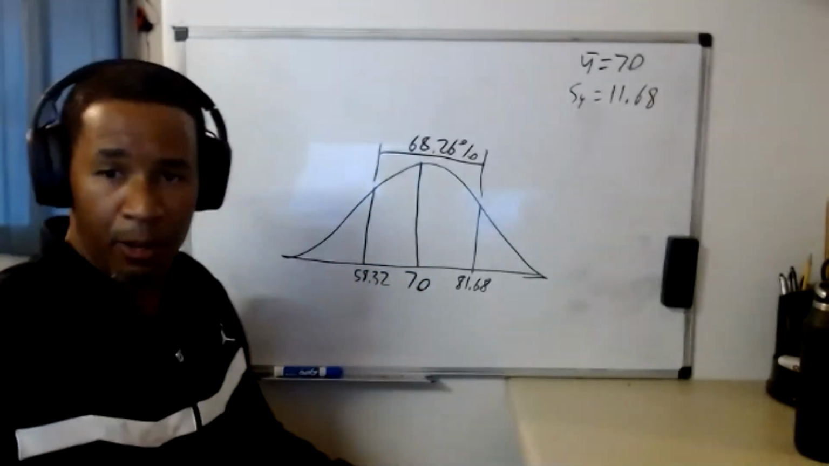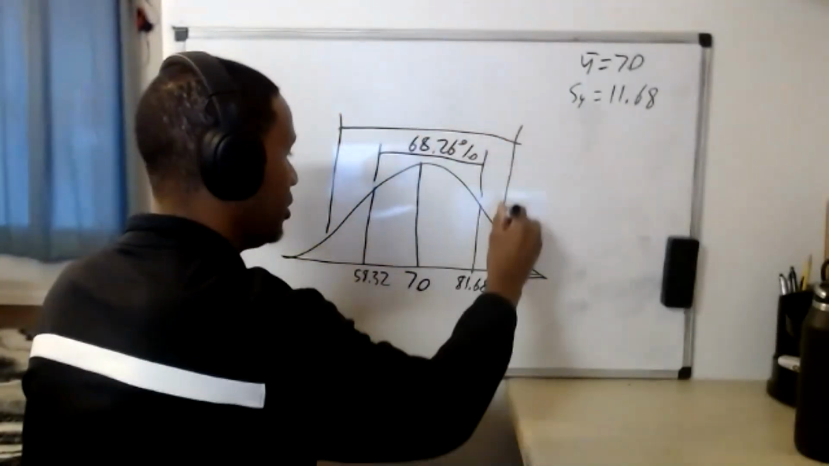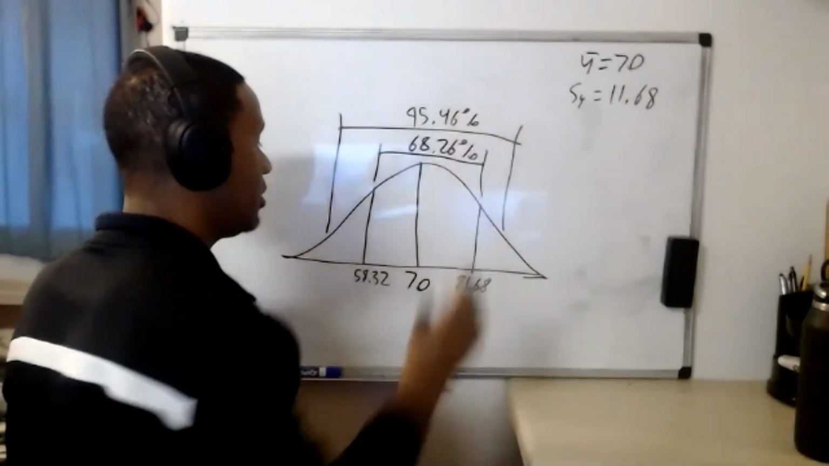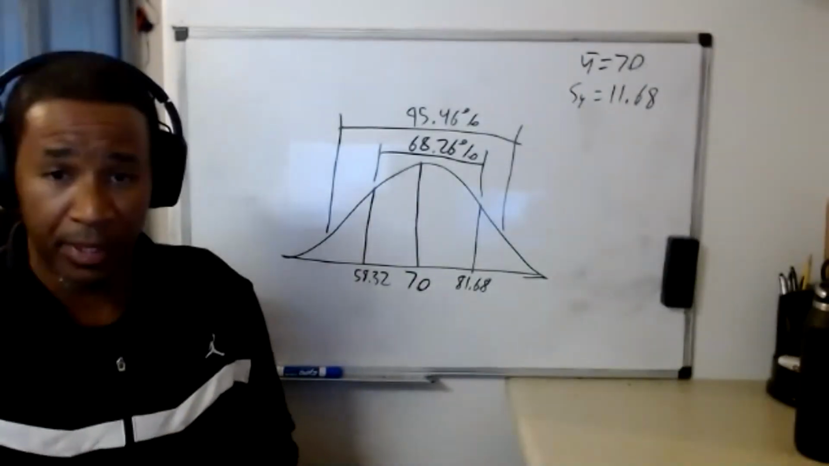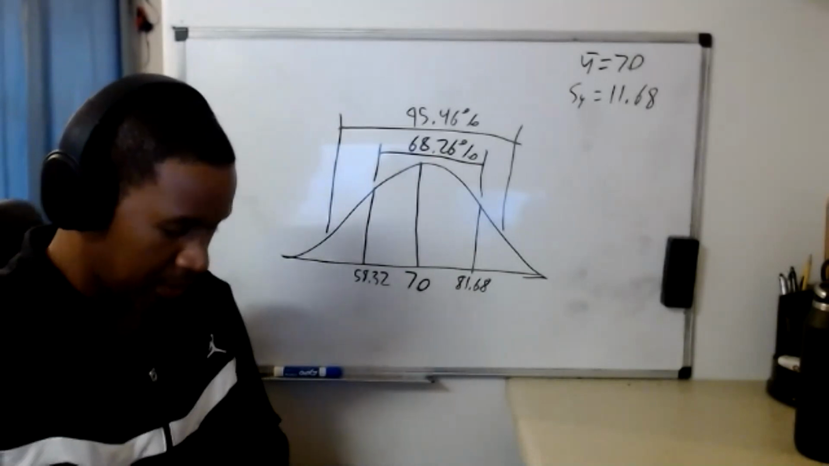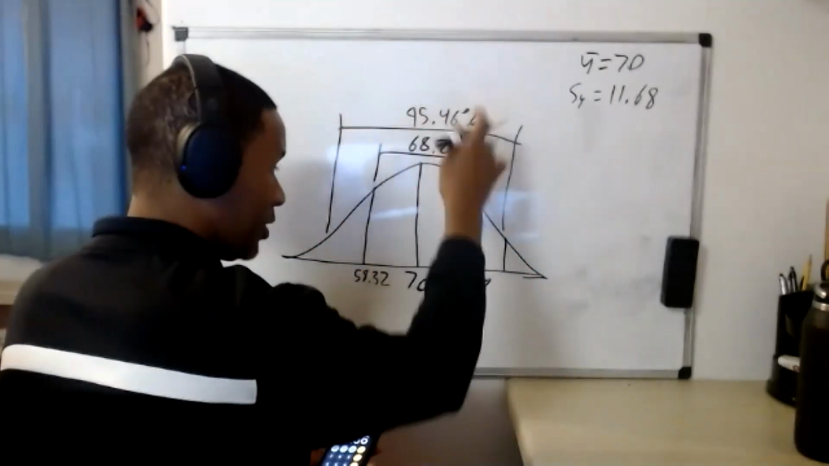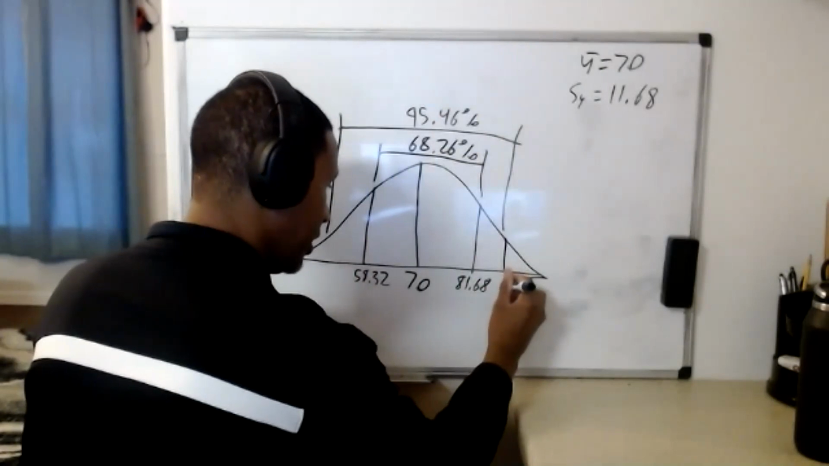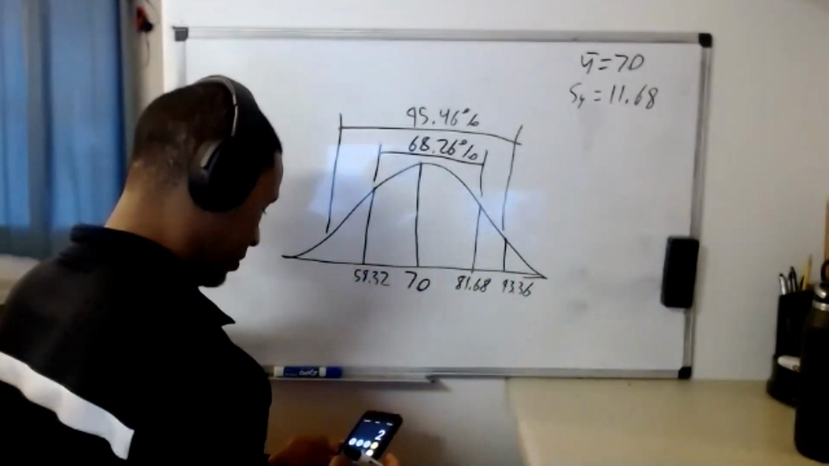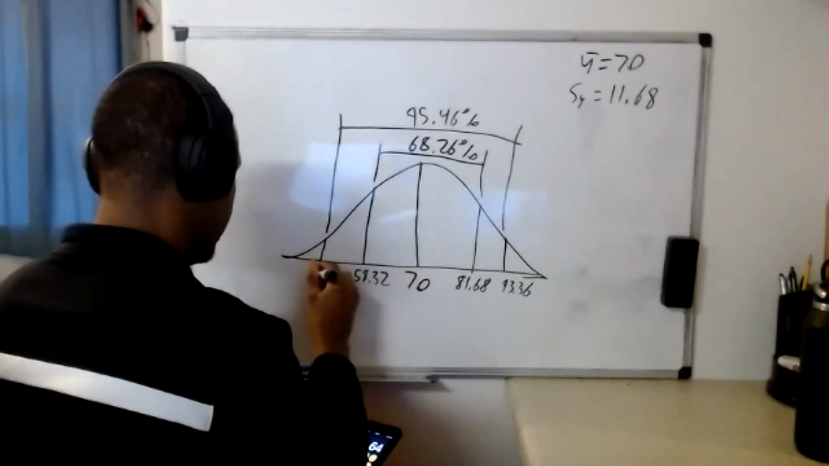Okay. Now, according to that chart, we know that 95.46% of all the cases in the distribution are going to fall within two standard deviations above and two standard deviations below, which means that if you were to talk about actual numbers, 95.46% of all the cases in the distribution are going to fall between 93.36 and 46.64.